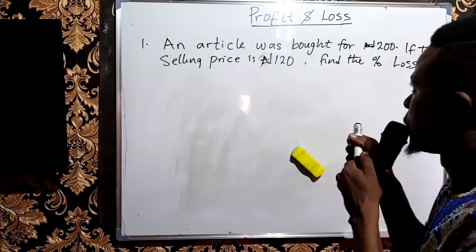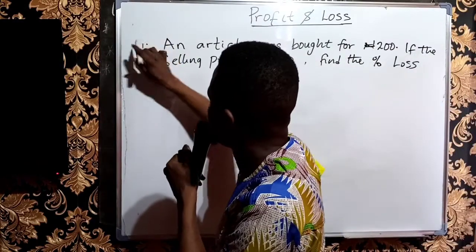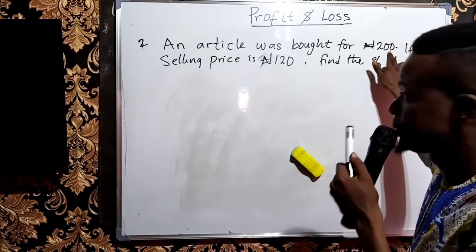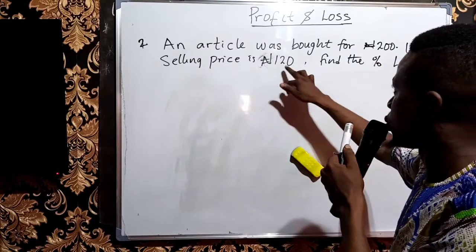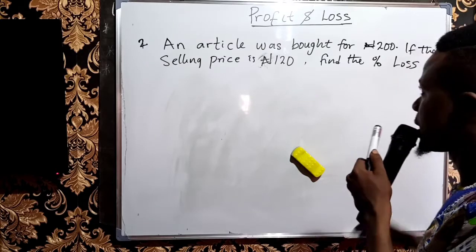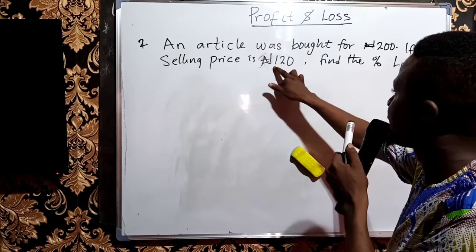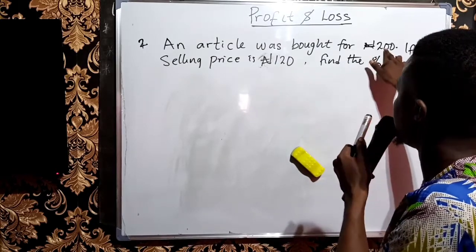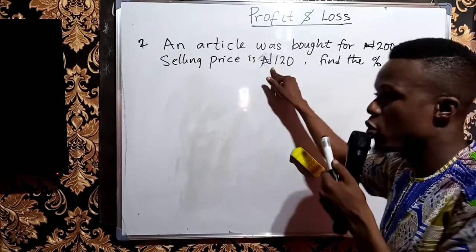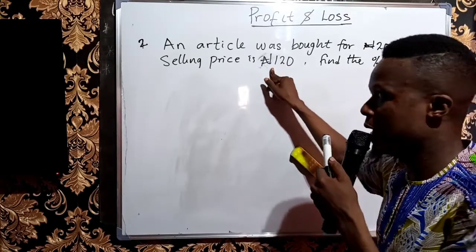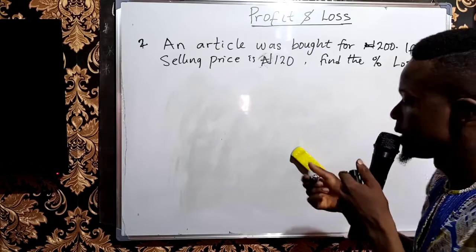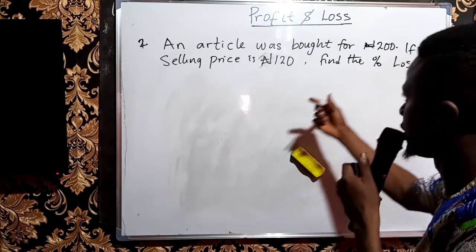So this is no longer question 1, so I've turned this to question number 2. An article was bought for 200 naira. The selling price is 120 naira. Find the percentage loss. You see that this is a loss because they have sold it at a price that is less than the cost price. The cost price is 200 naira and the article was sold for 120 naira. Hence, the person must have made a loss. That is why we are asked to get the percentage loss.